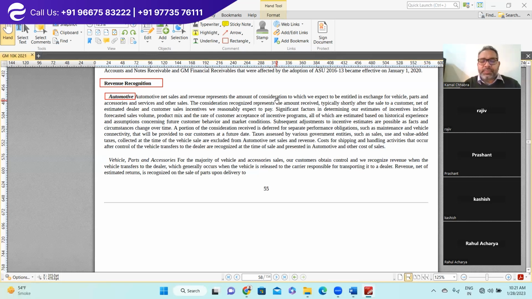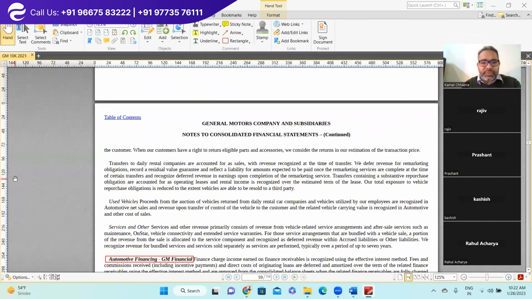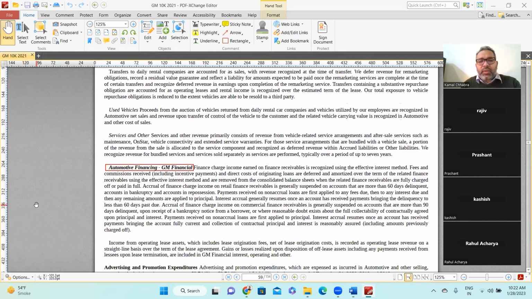If you want, I can send it to the group again, so that after this class you can go through how the notes to accounts and revenue recognition disclosures are made in the financial statement. Then they discuss how they sell vehicles, and their policies for parts and accessories. They also have rental income, similar to how in India we have Ola, Uber, or maybe Blu Smart nowadays. The same way, they do a car rental business. How they recognize revenue for car rentals and for spare parts and accessories is all mentioned over here.